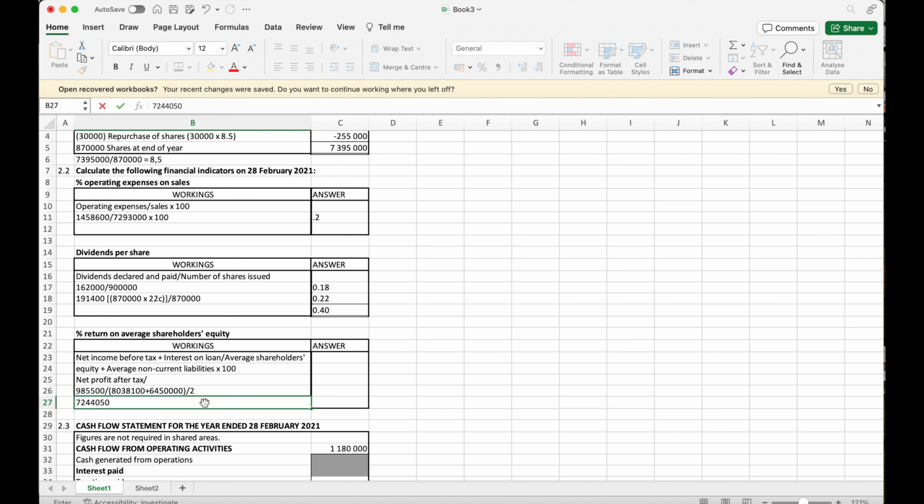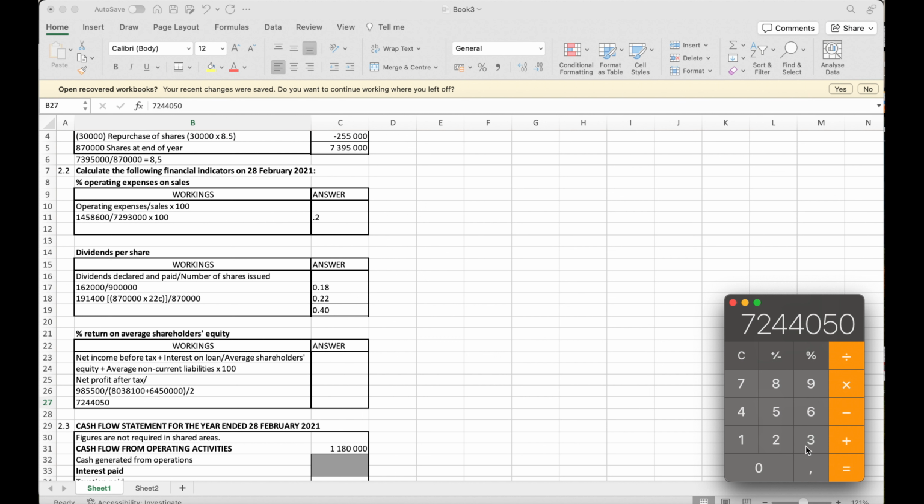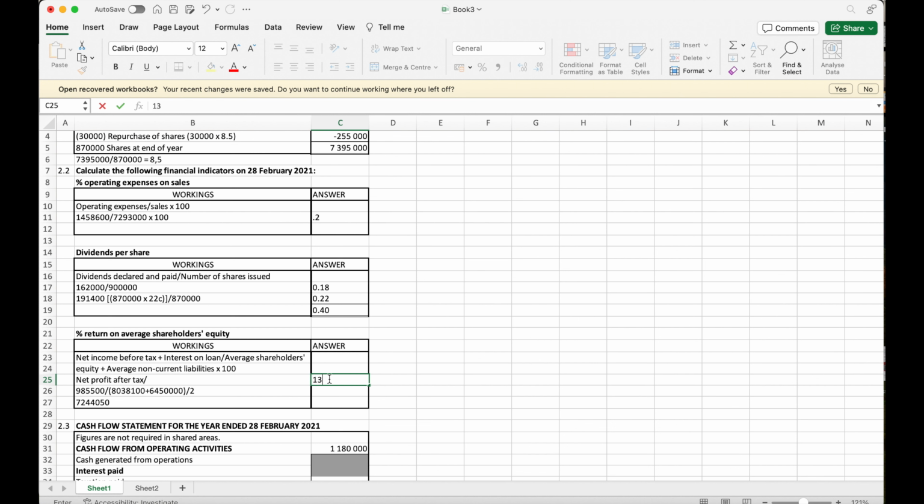7,244,050. Maybe you can show this amount because they like us to show amounts. If you calculate this together, you get that the numerator is 985,500 divided by the denominator, which is what you just got, 7,244,050, and then you multiply it by 100, and you get the percentage that is required, which is 13.6%. You leave it like that.